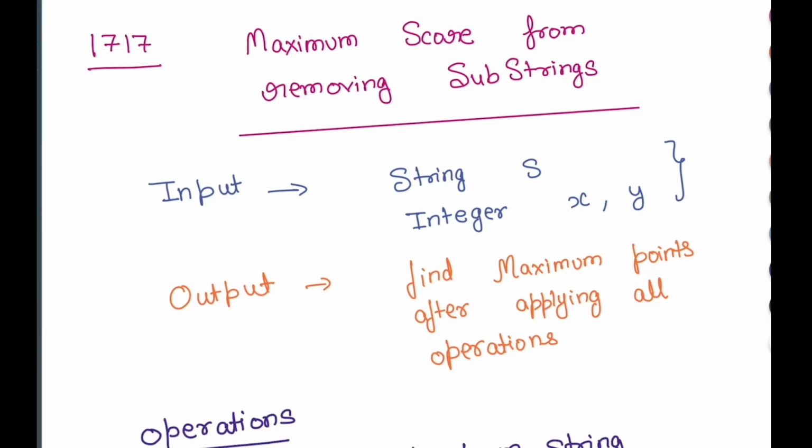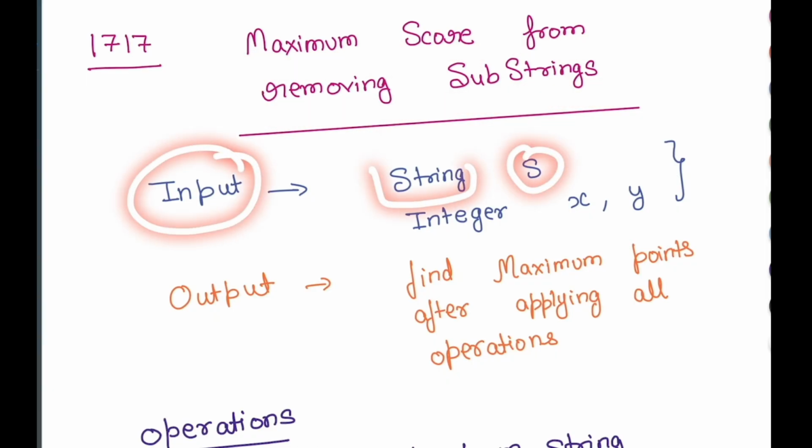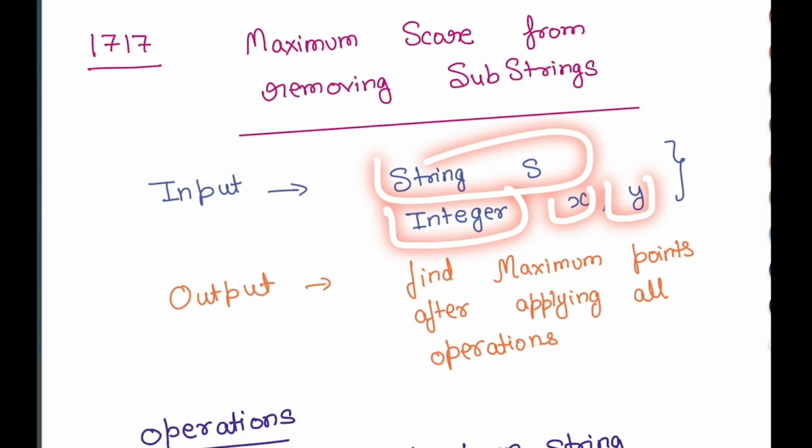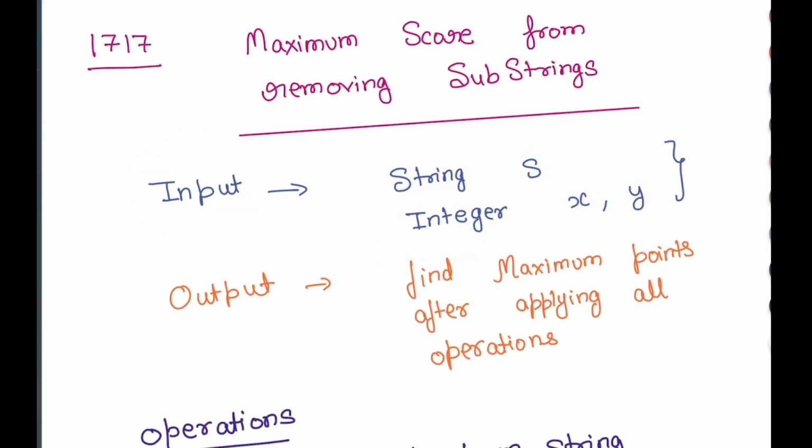In this video, we are going to solve the Leetcode problem of the day, and the problem is maximum score from removing substrings. The input given in the problem is a string s and two integers x and y. The output we need to give is the maximum points we can have after applying all the operations.